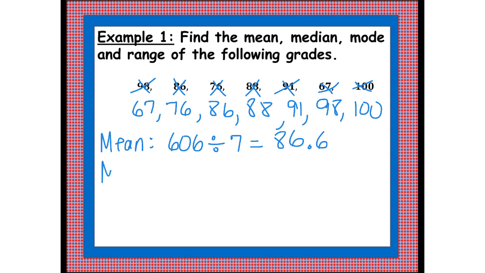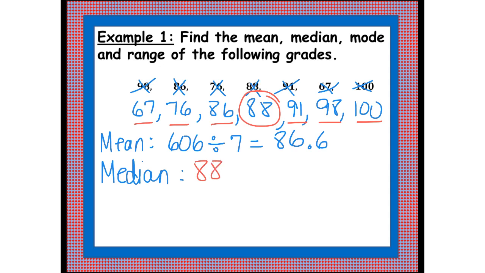The next thing it asks for is the median. So I have to find the number that's in the middle. So 1 here, 1 here, 1 here, 1 here, 1 here, 1 here. So the number in the middle is 88.